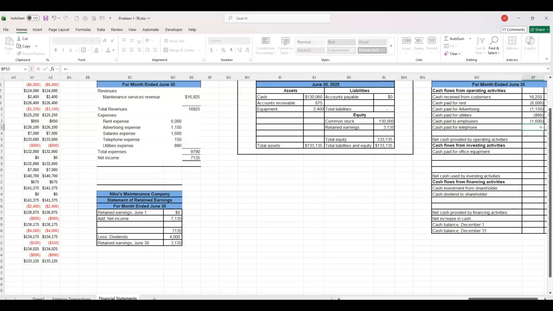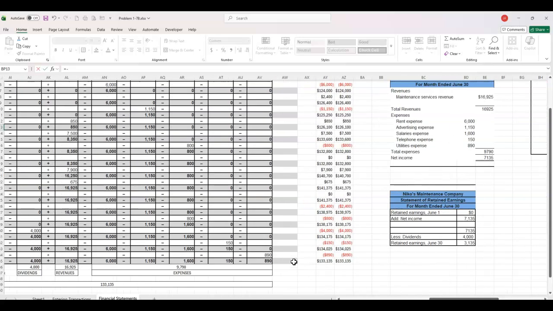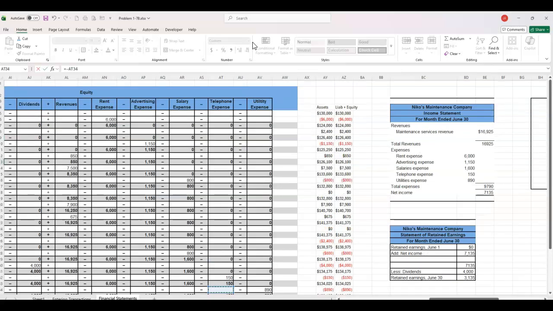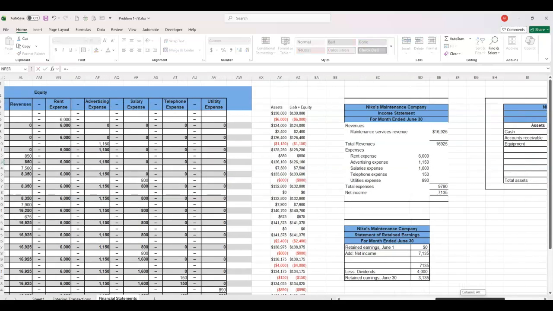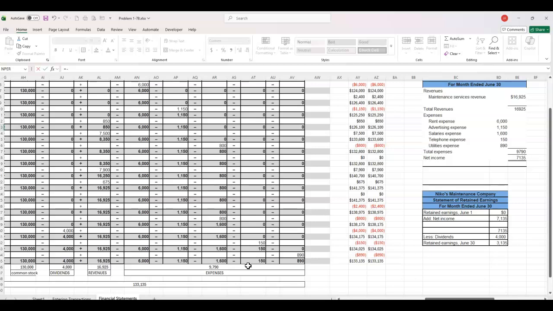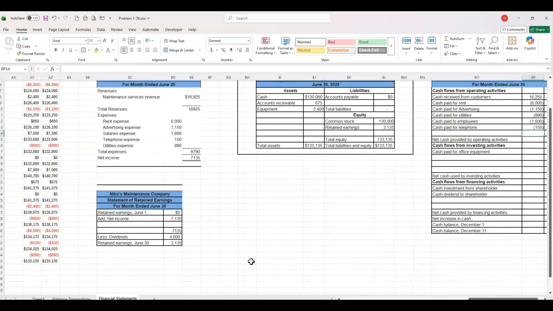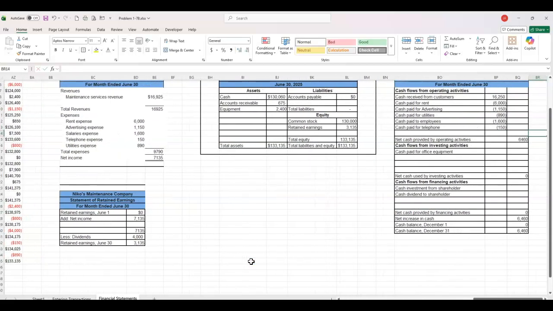And then we paid for the telephone expense. All those things were paid for with cash. This is the telephone. Okay. I need to get the right cell. There we go. So net cash provided by operating activities was $6,460.